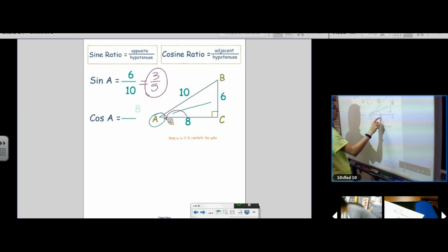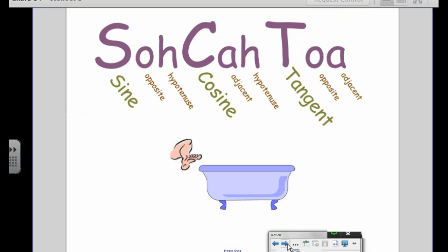So this time we're going to grab the 8. The hypotenuse is still the hypotenuse. The hypotenuse is constant. It will not change. Okay? 8 divided by 10, and that reduces to 4 over 5. 4/5.